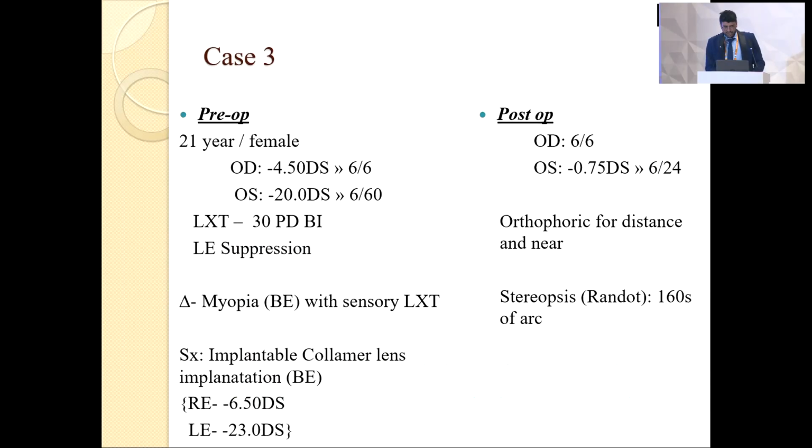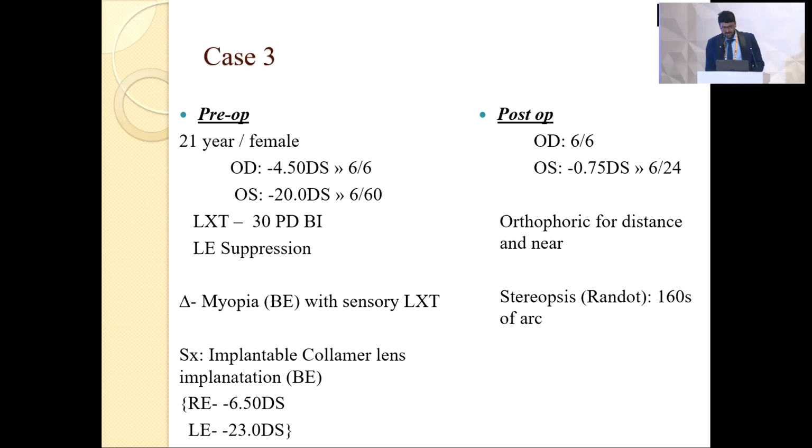The third case was a 21-year-old female having -4.5 diopter sphere in the right eye and in the left eye -20 diopter sphere, through which vision improved to 6/60, and there was left exotropia of 30 prism diopters and left eye suppression. Diagnosis was myopia both eyes with sensory left exotropia. The patient underwent implantable Collamer lens implantation in both eyes.